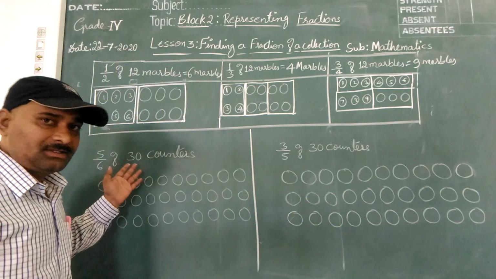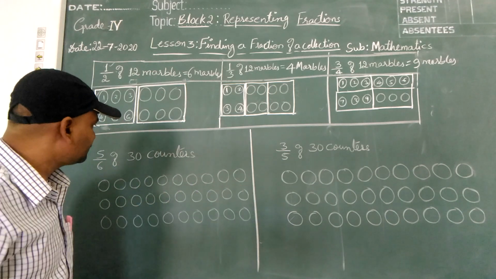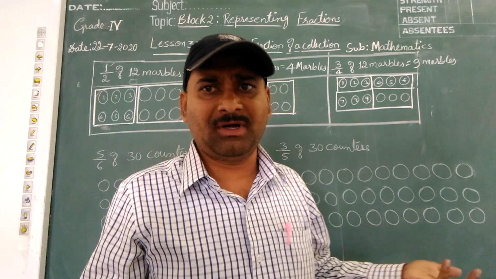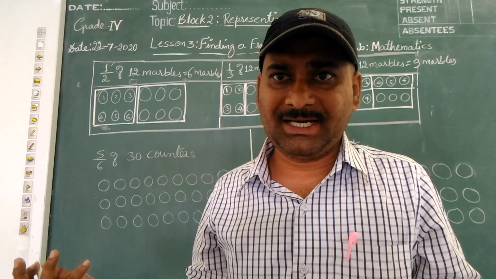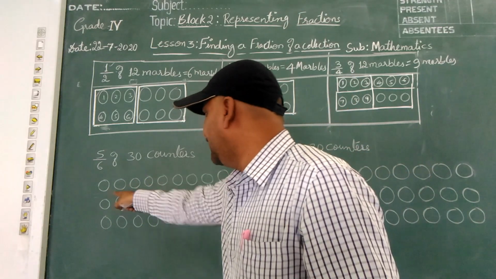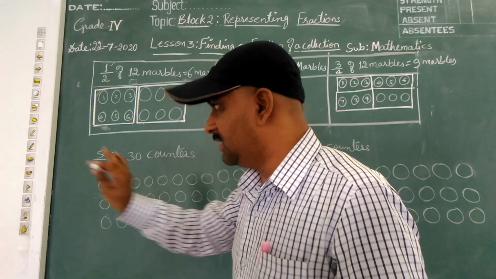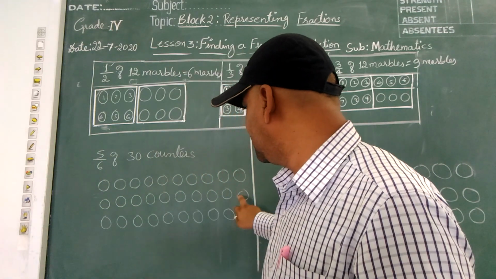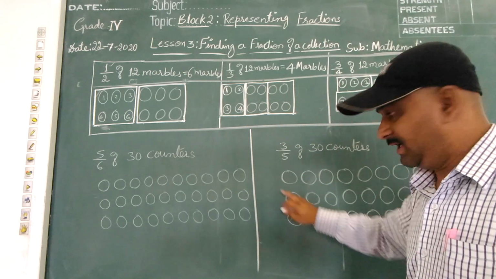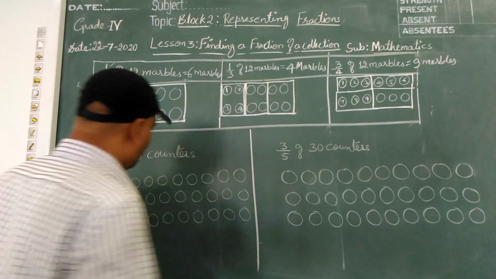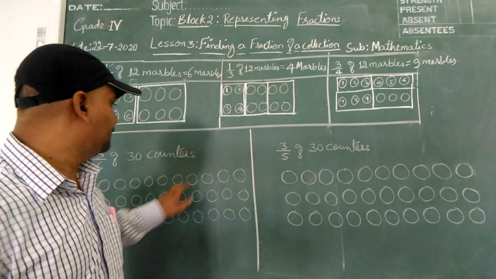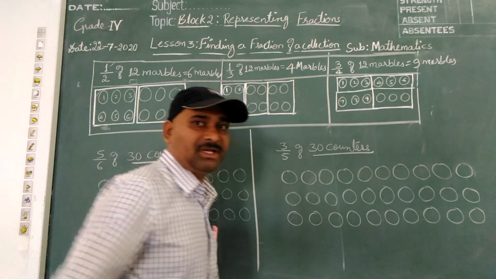See here children, 2 more examples I have tried. 5 by 6 of 30 counters. Counters may be any counter, marbles, dice, you can think of this as any counters, right? 30 are there. Each row 10, 10 I have drawn. 10, 20, 30. Here also 10, 20, 30. Total you will find 30 marbles here. Because 30 are there, now we should draw those many.